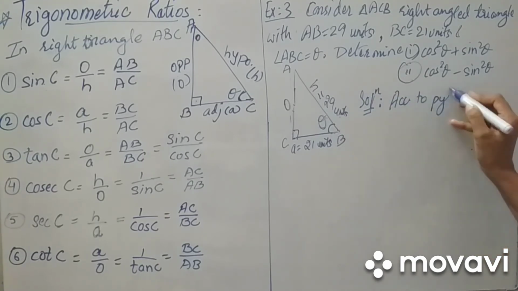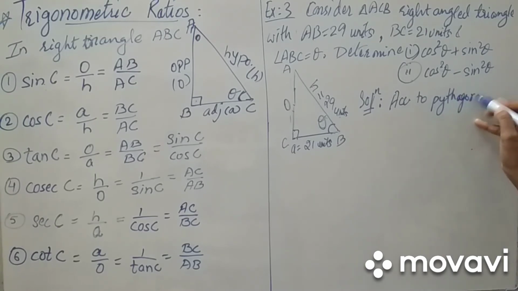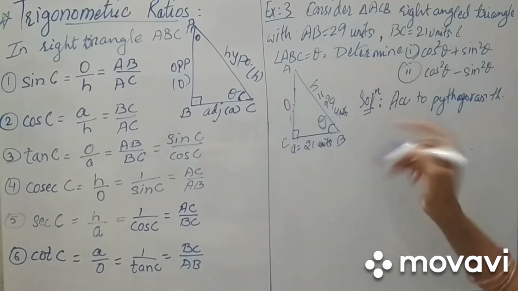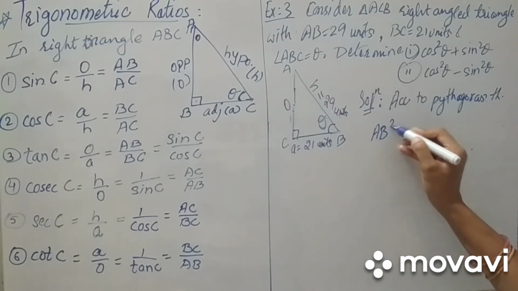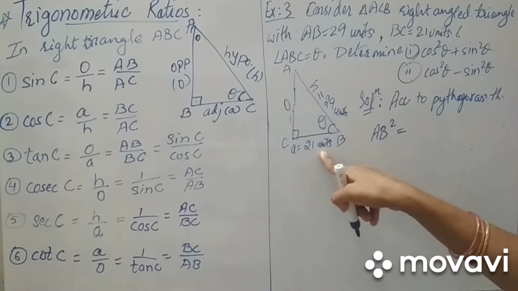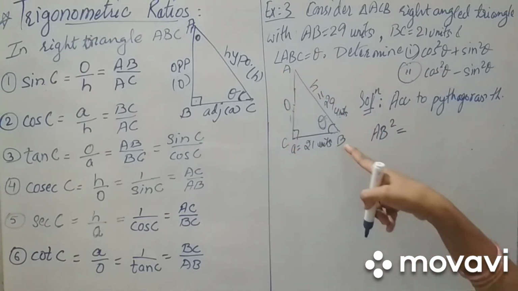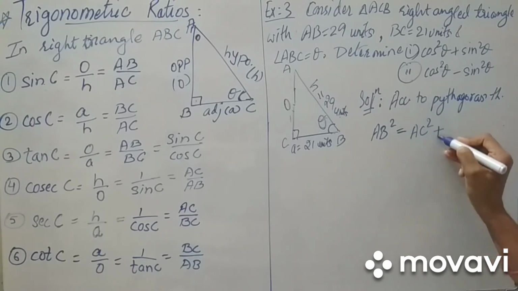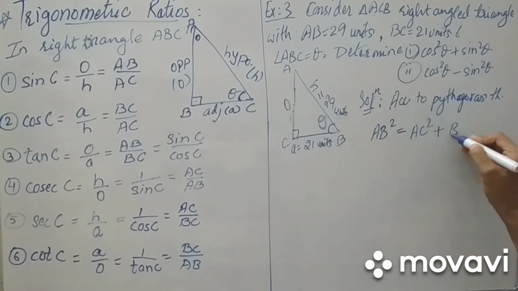According to Pythagoras theorem, hypotenuse square is equal to the sum of the squares of the other two sides. Which are the other two sides? AC square plus BC square. Please, dear students, remember the Pythagoras theorem. It is applicable often and often, so you have to remember it.